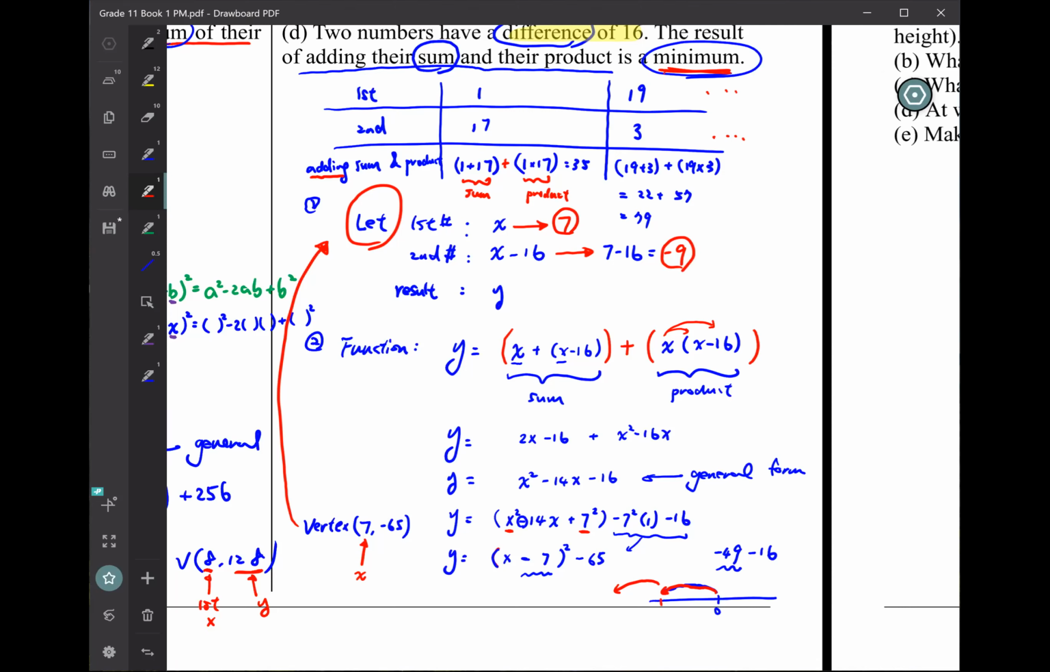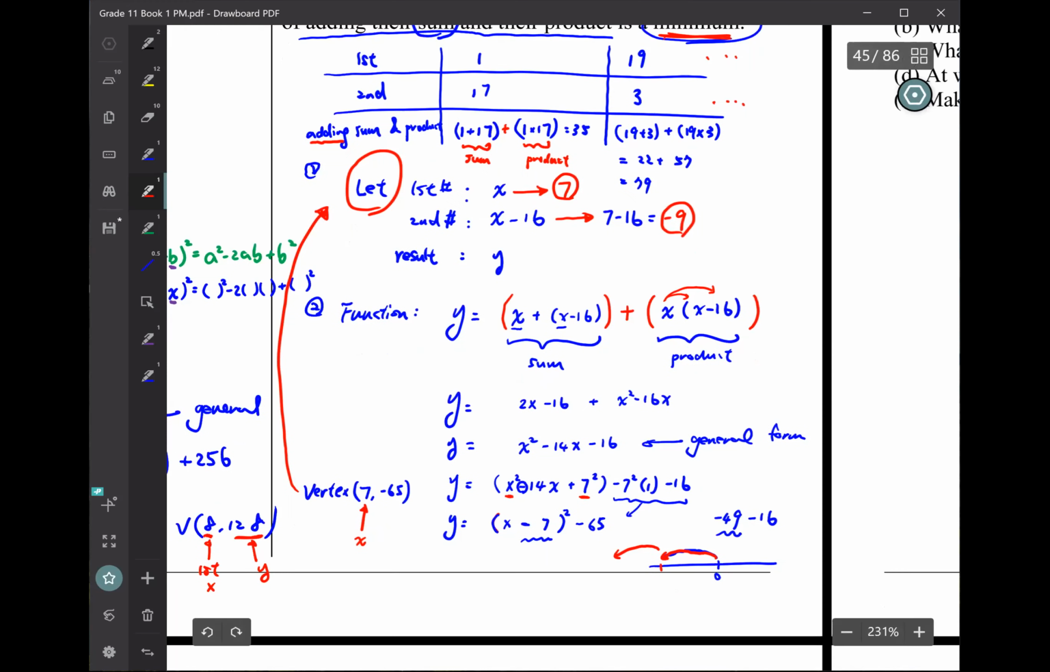So you can see that it's not always the same number, right? Because a lot of questions are just the same, right? 8 and 8, 10 and negative 10. It's not always the same, depending on the question, depending on your last statement. So once you get the vertex, you just go back and look at the last statement, and then now you can answer the question.